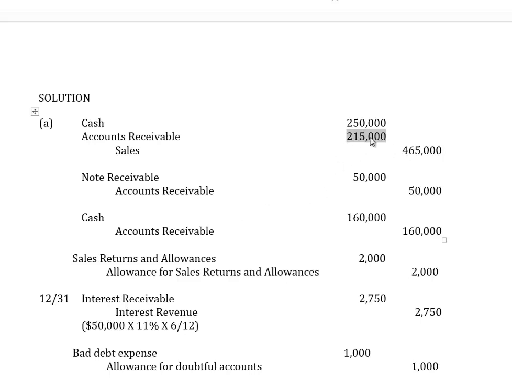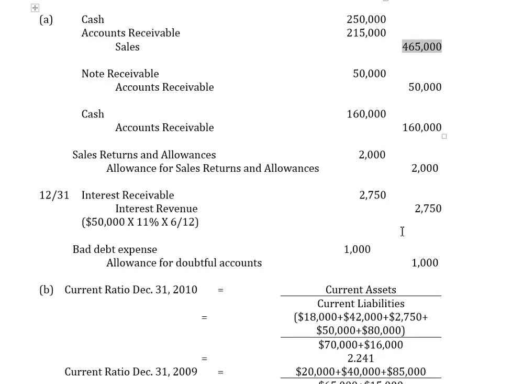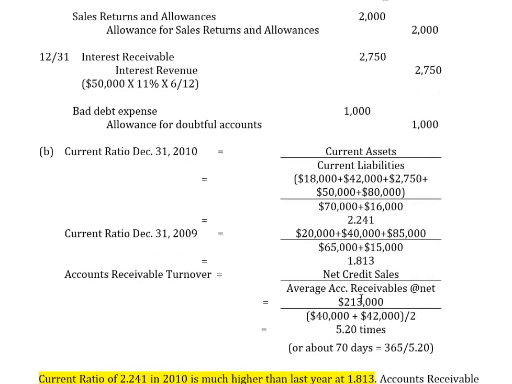So that 215,000 is part of your net credit sales here in the sales revenue, right? However, don't forget your sales return and allowance is a contra account to the 215,000 that's part of this 465,000. So 215,000 less the 2,000 is going to give you net credit sales of 213,000.